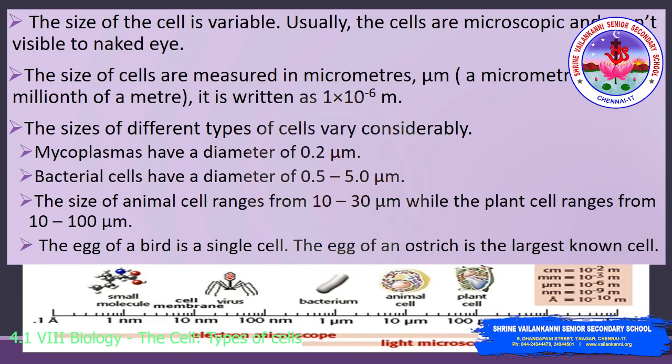The mycoplasmas have a diameter of 0.2 micrometers. The bacterial cells have a diameter of 0.5 to 5.0 micrometers. The size of an animal cell ranges from 10 to 30 micrometers, while the plant cell ranges from 10 to 100 micrometers. And the egg of a bird is a single cell. The egg of an ostrich is the largest known cell.